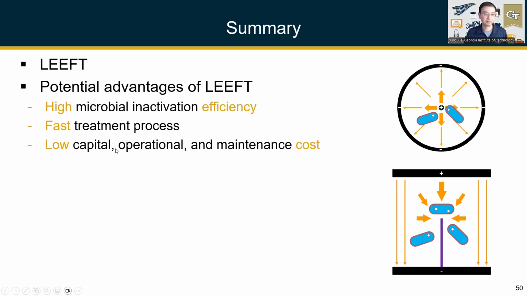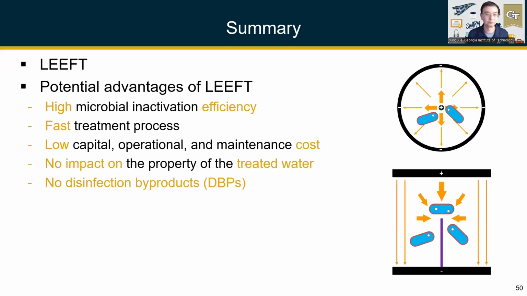And then theoretically, the capital cost or operational cost can be very low because the energy consumption here can be super low, because it's not an electrochemical process. You rely on the current there, but here we rely on the electric field. So theoretically, we want to minimize the current, and then the energy consumption theoretically can be very low.